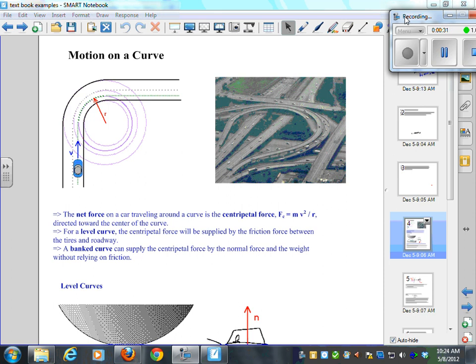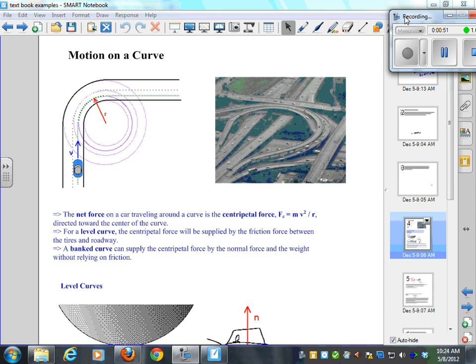It basically shows charts about what the curvature of roads has to be and what the banking has to be and all this kind of stuff. But this is the physics behind it. The net force on a car traveling around a curve is the centripetal force. Of course, that's mv squared over r, and it's directed toward the center of the curve.